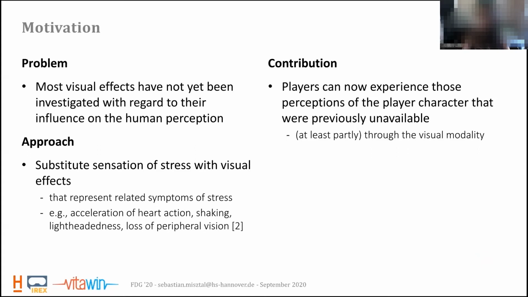But most visual effects have not yet been investigated with regard to the influence on human perception. In our work, we want to investigate the substitution of a sensation, in our specific case, the sensation of stress, with visual effects that represent related symptoms of stress. For example, acceleration of heart action, shaking, lightheadedness, or loss of peripheral vision. And with our work, we want to contribute to game research and show how players can experience certain perceptions of the player character that were previously unavailable, at least partly through the visual modality.